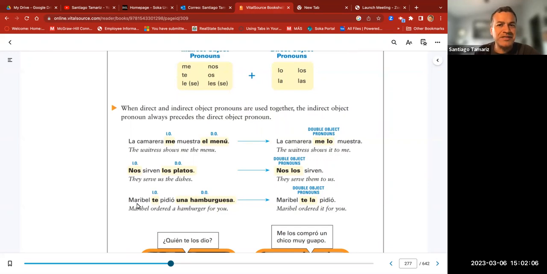Maribel, here we have the subject written. Maribel te, which is to you, pidió, past tense of pedir, una hamburguesa. Maribel ordered a hamburger for you. Direct object, una hamburguesa. Hamburguesa, feminine singular. The direct object pronoun is la. Now let's put it together. Maribel te, indirect object pronoun first. La, direct object pronoun, pidió. Maribel ordered it for you. Bien. These are three examples.